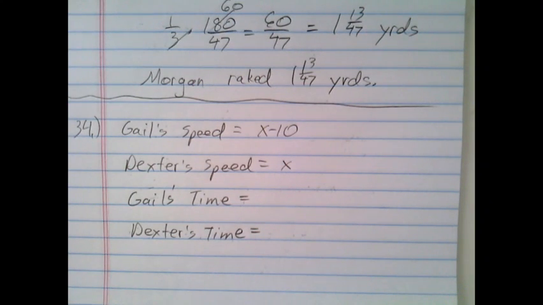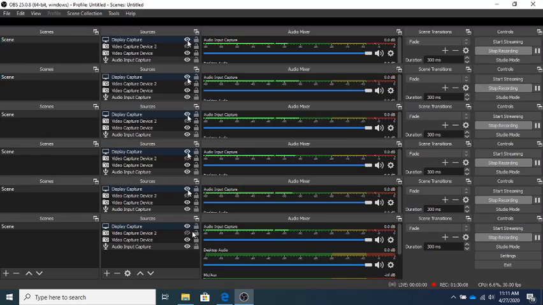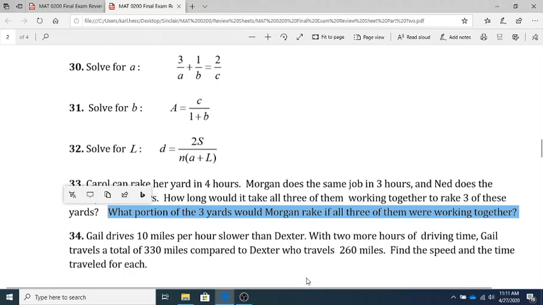Now for the times, again, trying not to introduce more than I have to, I'm going to make use of a relationship between speed, time, and distance. So let's look at the problem one more time. With 2 more hours of driving time, Gail travels a total of 330 miles compared to Dexter, who only traveled 260. So we know their distances. Let's see if we can leverage that.